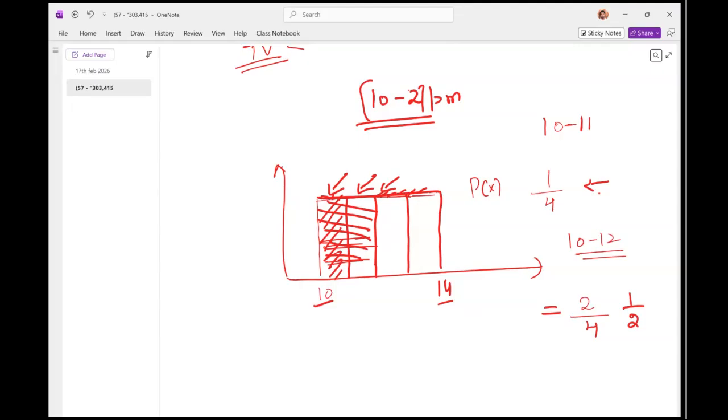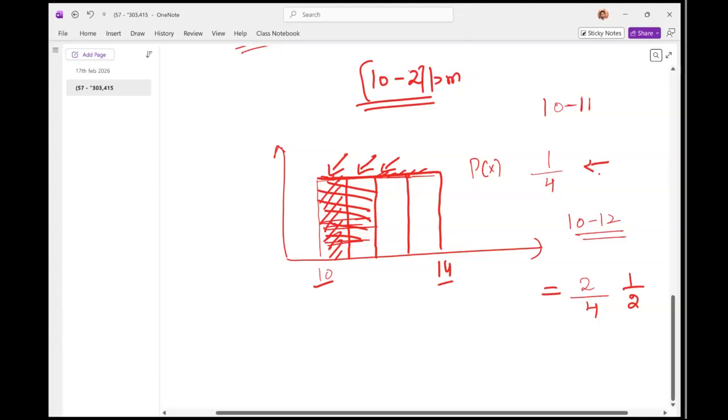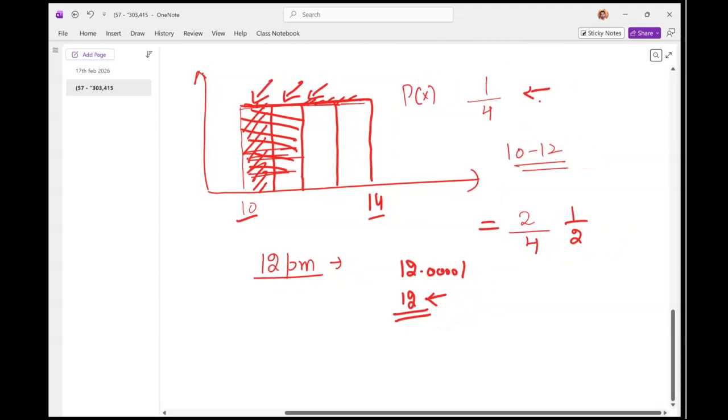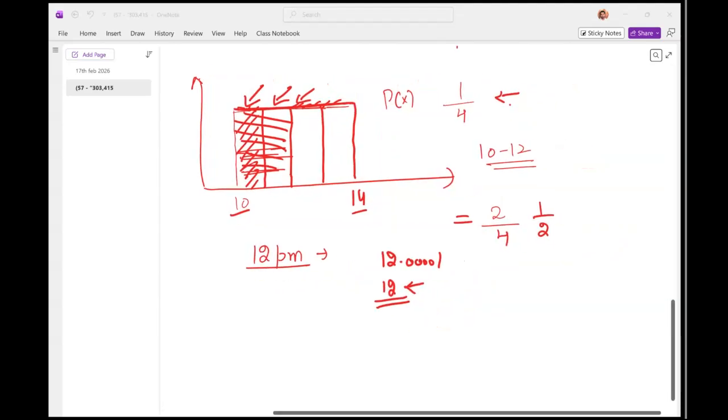All right, now here is a trick question I'm going to ask you. What is the probability that the agent is going to come to your house exactly at 12 p.m., exactly 12 p.m.? I'm not saying 12.000001 seconds. He has to be exactly at 12. So the probability of him coming to your house exactly at 12 p.m. is literally zero in this case.